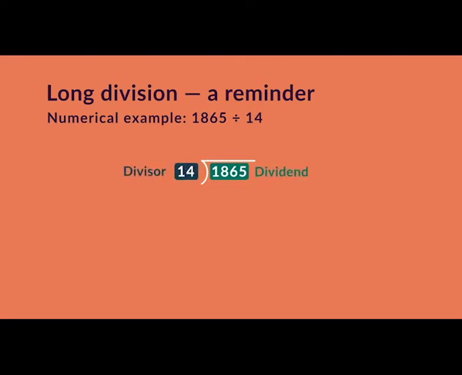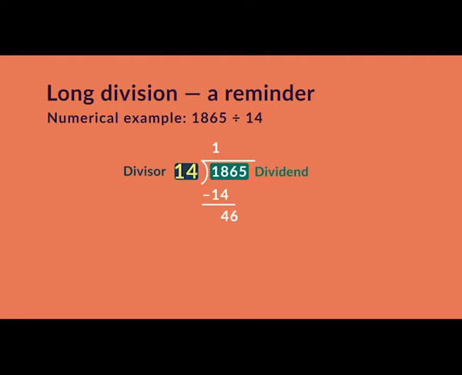Look at the first digit in the dividend, the number 1. We cannot divide 1 by 14, so we move one place over and look at the first two digits together, which make the number 18. 14 goes into 18 one time, so we write the number 1 above the line. Then, 1 times 14 is 14, so we write this below the 18 and subtract it to get a remainder of 4.